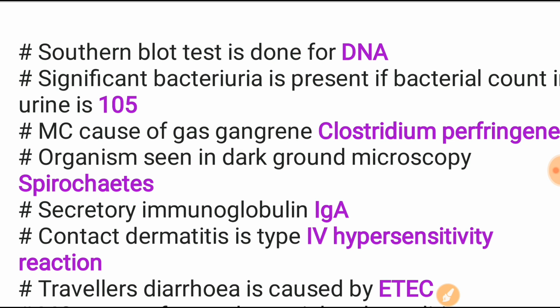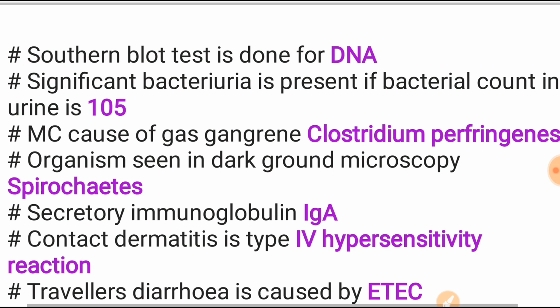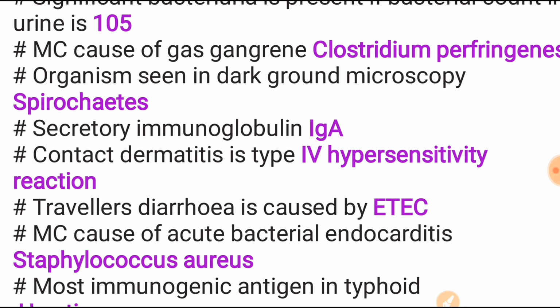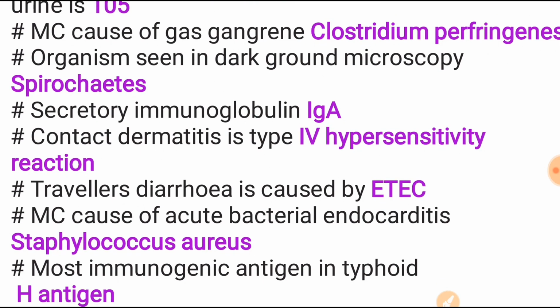Significant bacteriuria is present if the bacterial count in the urine is 10^5. The most common cause of gas gangrene is Clostridium perfringens. Organism seen in dark ground microscopy is Treponema. Secretory immunoglobulin is IgA. Secretory means in the milk, GIT secretion, salivary secretion, all will be IgA.